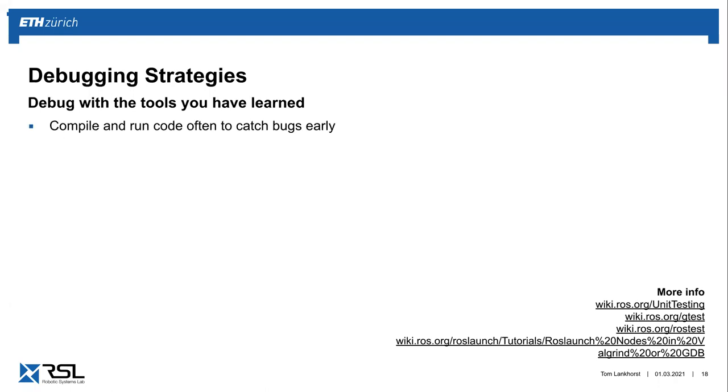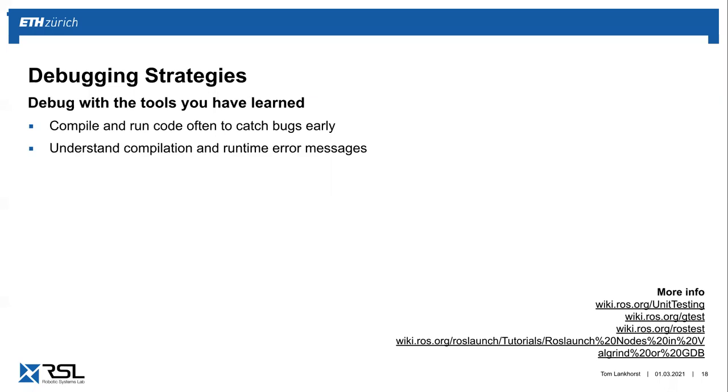One thing to do is to compile and run your code often to catch bugs early. When you compile and you have a working version, then you change a few lines of code and you recompile and you run into an error, then the source of the error is quite easily located. It's most likely the lines of code that you just edited. However, when you are writing code for hours on end and you run into some compilation issues which you don't solve, and finally you want to get your program working, then it might be very ambiguous where the actual errors are. So the advice is to compile and run code often to catch bugs early.